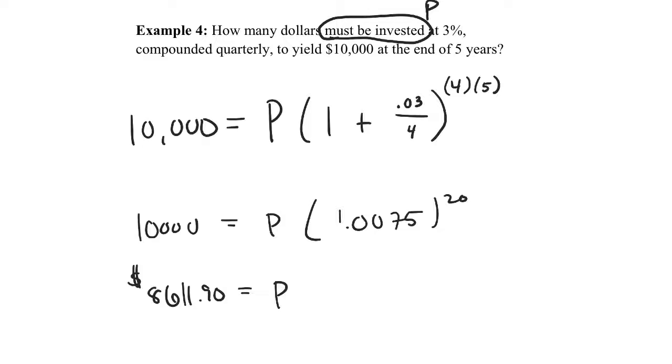So again, I simplified this right here to become 1.0075 by adding these. This is to the 20th. You can calculate this number in your calculator and then divide 10,000 by that number. Okay, again, 10,000 divided by this quantity gives you P. There's no need for logs.